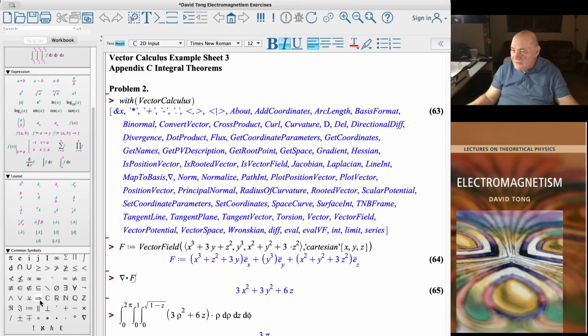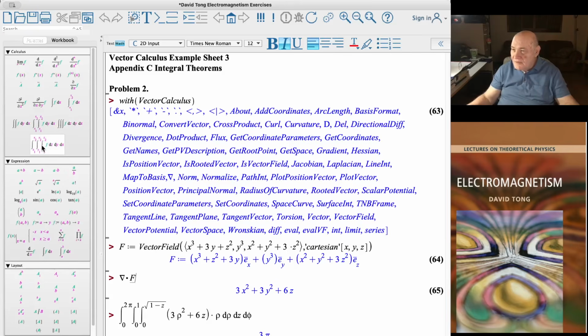And then I just use the integral. Again, I use these palettes and then fill them in. So it's the integral from 0 to 2 pi of d phi, the integral from 0 to 1 of dz, the integral from 0 to square root of 1 minus z, and then it's the divergence. I wrote it as 3 rho squared plus 6z times the measure rho. And so this is the same thing that I did earlier by hand, and I get 3 pi over 2.